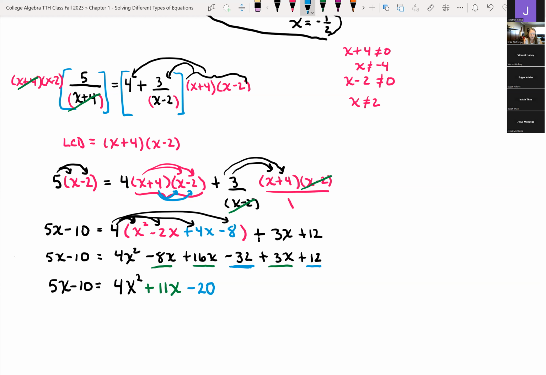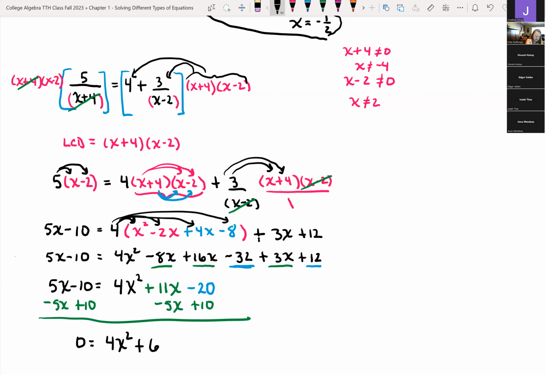And so we want to get everything to one side. So I'm just going to subtract 5x on both sides. And I'm going to add 10 to both sides. So doing that, we get 0 is equal to 4x squared. Negative 5x plus 11x, or 11x minus 5x, that gives us plus 6x. And then negative 20 plus 10 gives us minus 10.